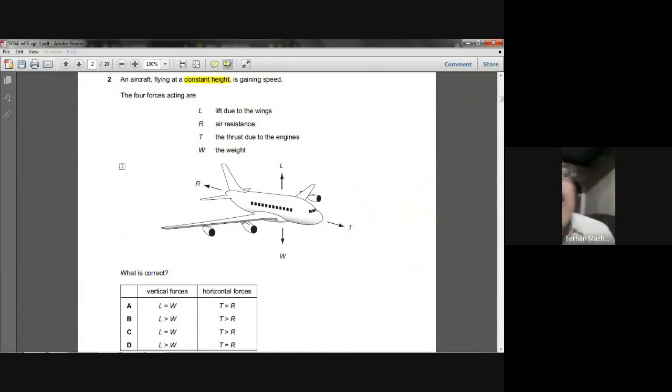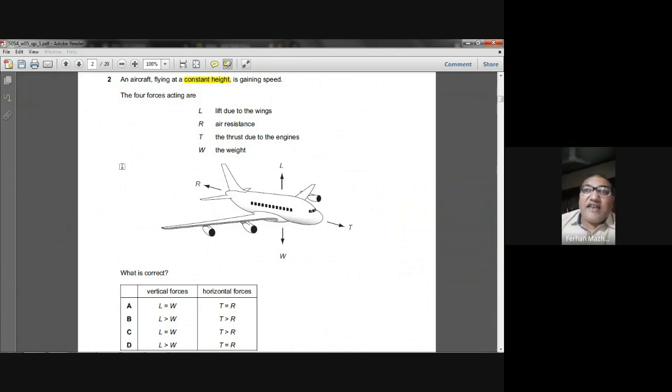An aircraft flying at a constant height is gaining speed. The four forces acting are: L is the lift due to the wings, R is the air resistance, T is the thrust due to the engines, and W is the weight. I have highlighted the words constant height. Constant height means the upward and downward forces are balanced with each other. So W and L are balanced. That's why the plane is flying at a constant height.